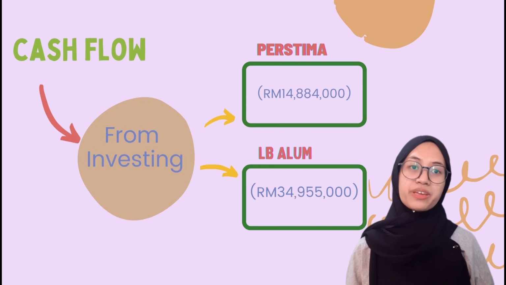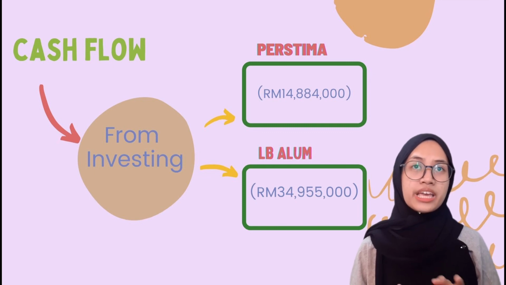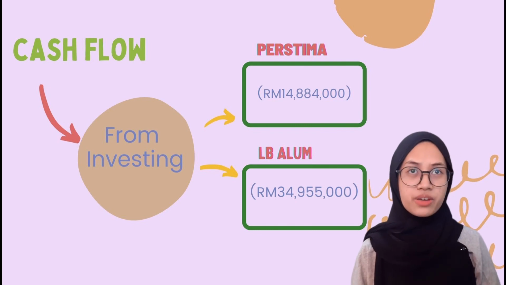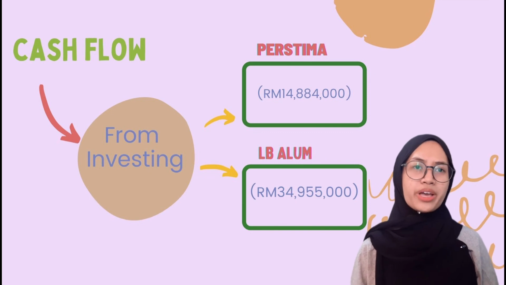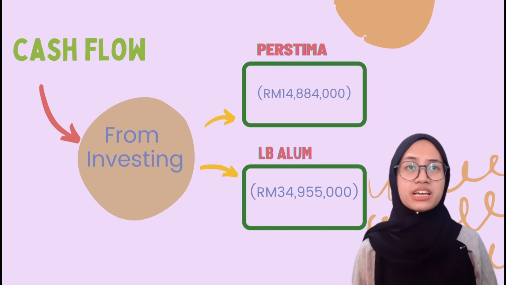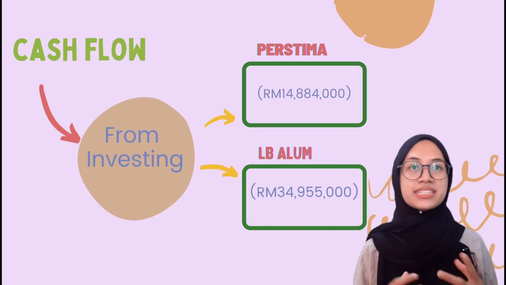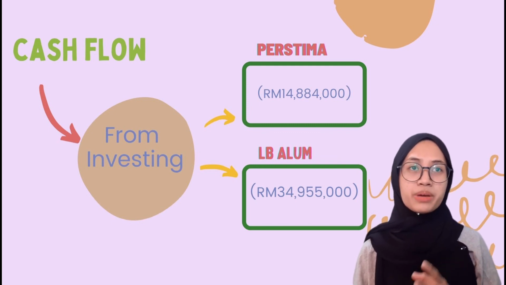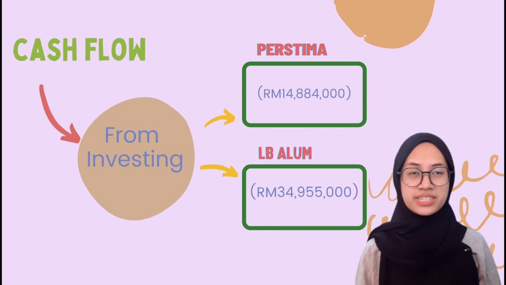Next is cash flow from investing. For Perstima Berhad, the cash flow from investing is negative RM40,884,000, while LB Aluminium Berhad is negative RM34,955,000. So my comment is, this cash flow from investing shows that none of the companies has better performance in investing, but as can be seen, Perstima Berhad has better performance compared to LB Aluminium Berhad. It shows that Perstima Berhad knows how to generate cash from investing activities.